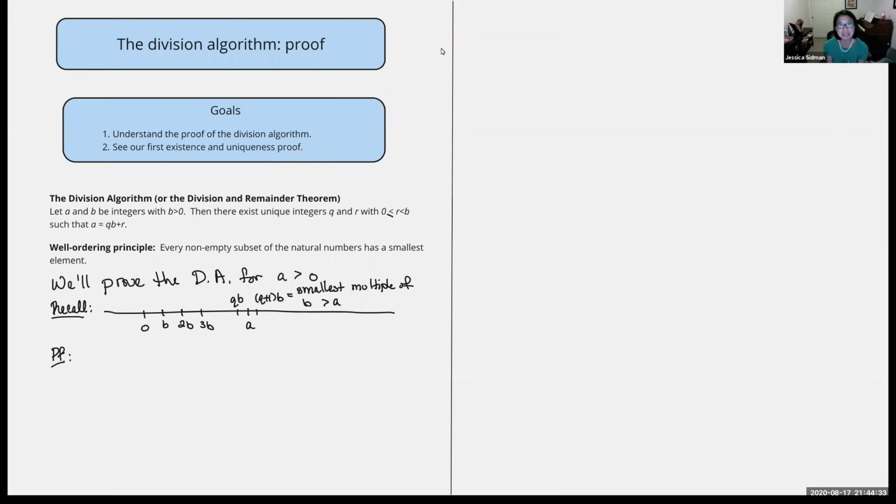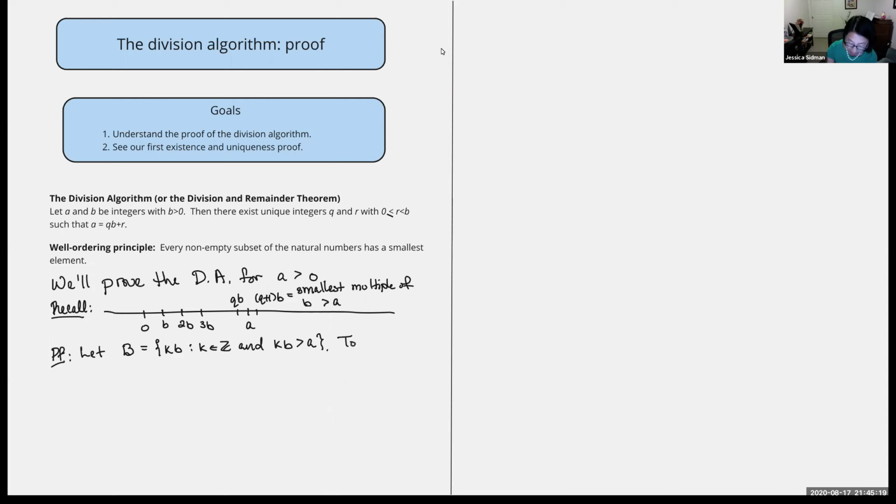So I said this proof is different than our previous proofs. We're not just gonna start by writing down a definition. We're going to start by creating something to talk about, okay? So the thing we're going to create is a set. So let's let capital B equal the set of all multiples of B, KB, such that KB is strictly bigger than A. Okay, I want to apply the well-ordering principle to this set in a minute, but first I need to know that this set is non-empty.